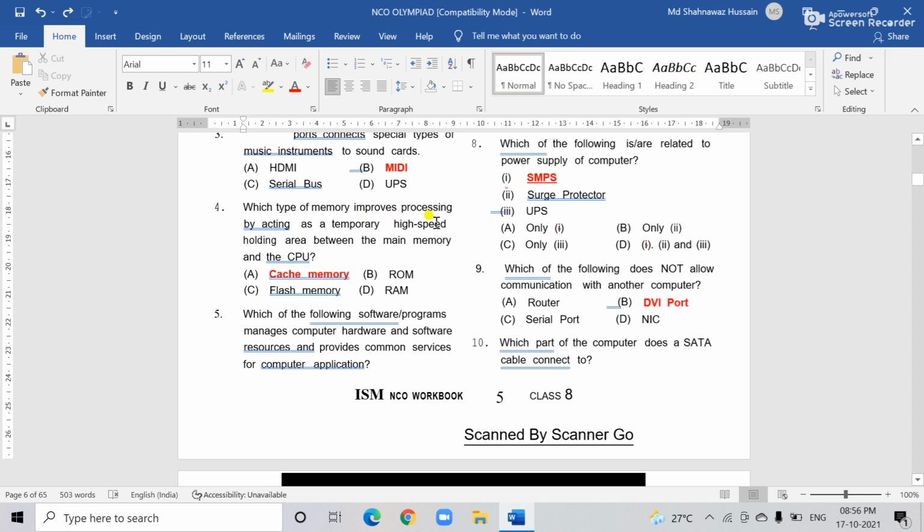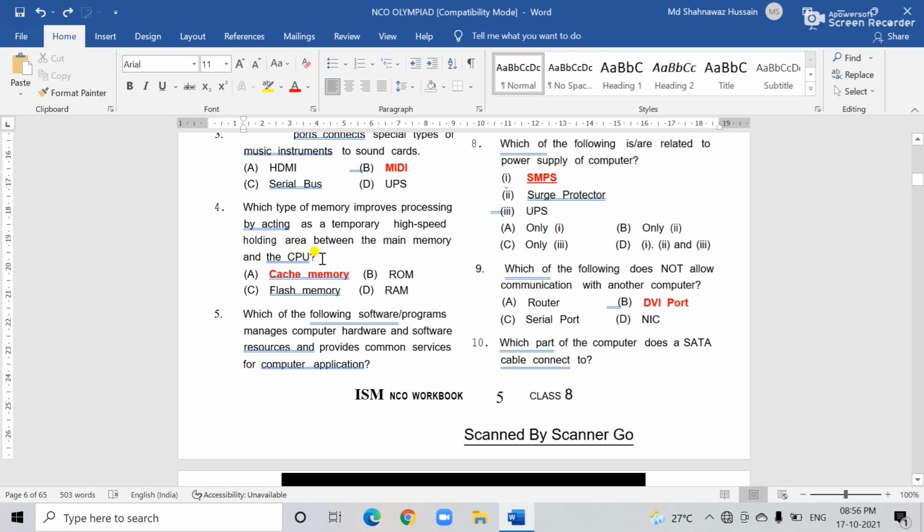Which type of memory improves the processing by accessing a temporary high-speed holding area between the main memory and the CPU? You see here again the four options are there. So again I'm repeating the question. Be careful. The question is which type of memory improves the processing by accessing the temporary high-speed holding area between the main memory and the CPU.